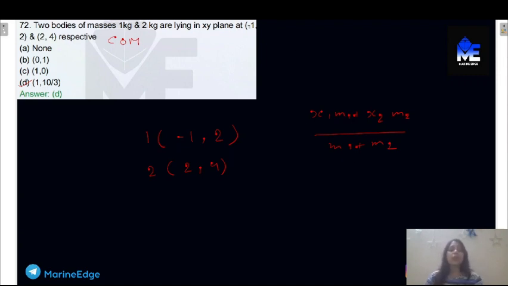So here, 1 kg into -1, that gives us -1, and then we have 2 into 2, that gives us 3 by 3. Comma, what else? -1 kg into 2 gives us -2, and 2 kg into 4 gives 8, sorry, 6. Total 8... and total mass 3. So that gives us option D.